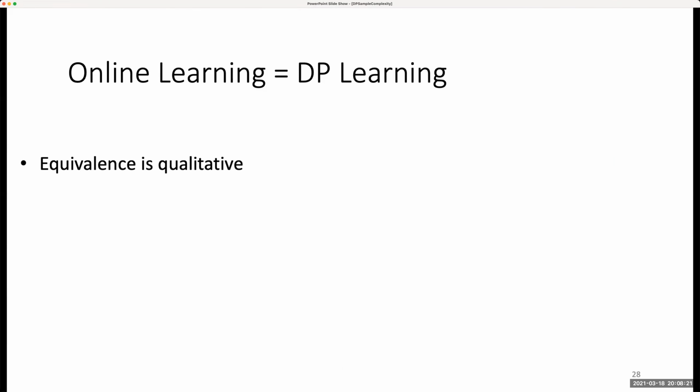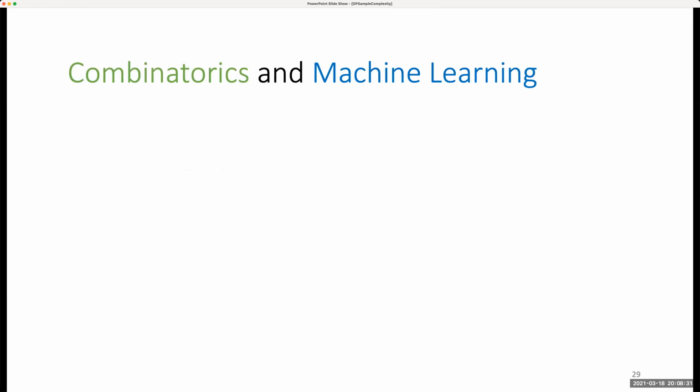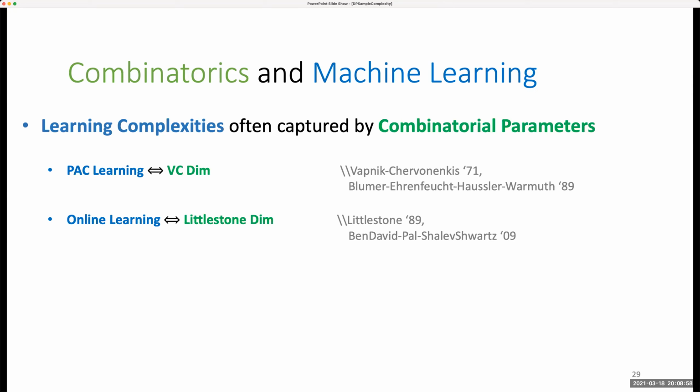As we said, the equivalence is qualitative, and it is based on a combinatorial characterization of learnability and a new notion of algorithmic stability. Combinatorics in machine learning is a very fruitful link between two areas. Almost whenever you have a minimax problem, there is some combinatorial parameter hiding behind it. I'm sure most of you know the relationship between PAC learning and the VC dimension. The VC dimension is a combinatorial parameter assigned to a class, and it exactly captures PAC learnability.